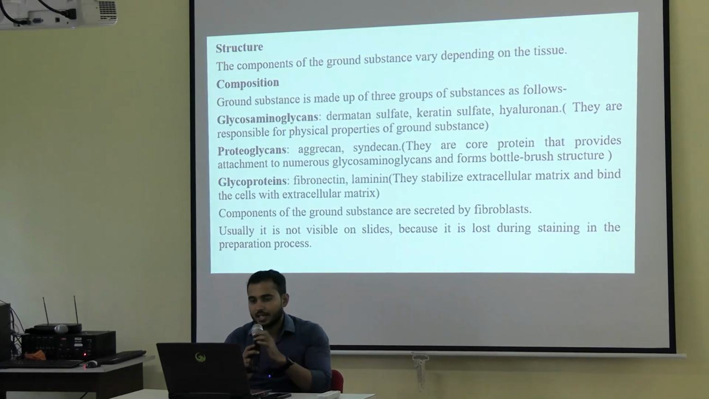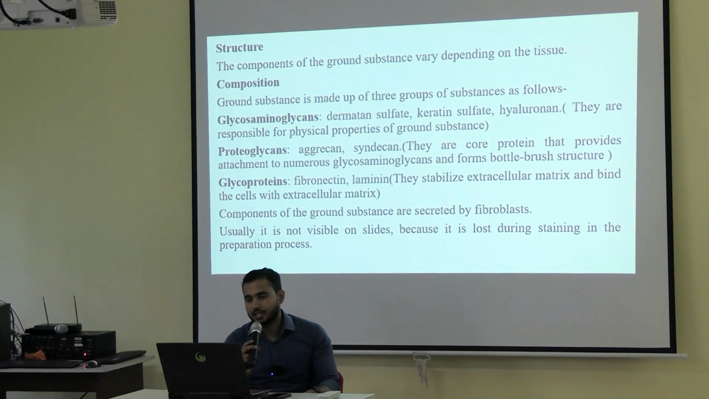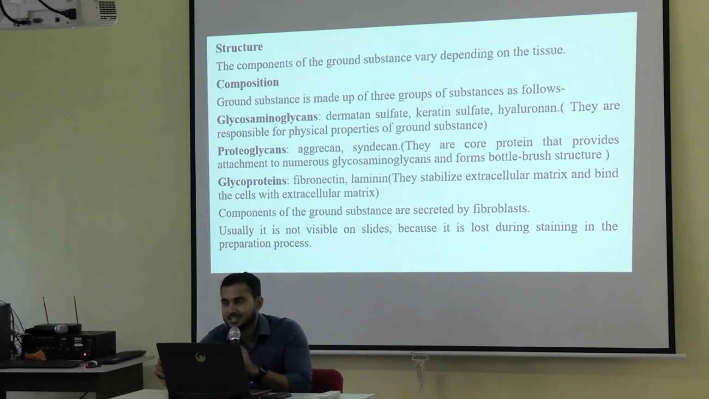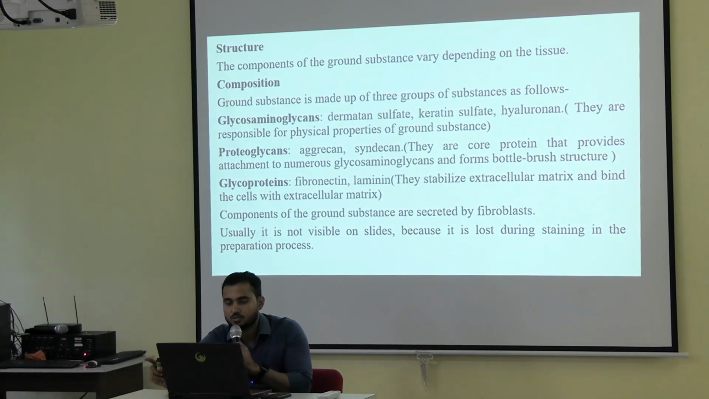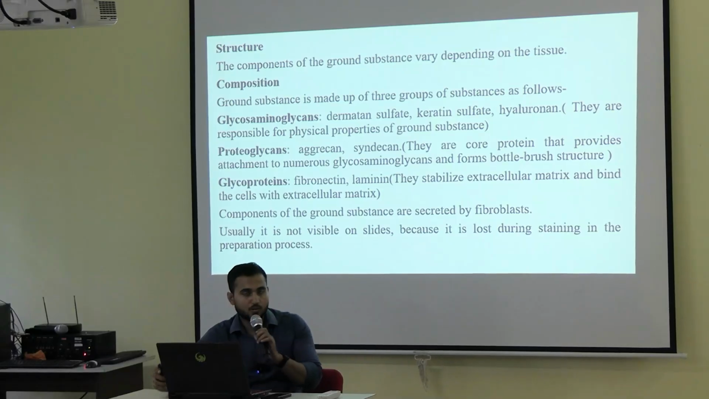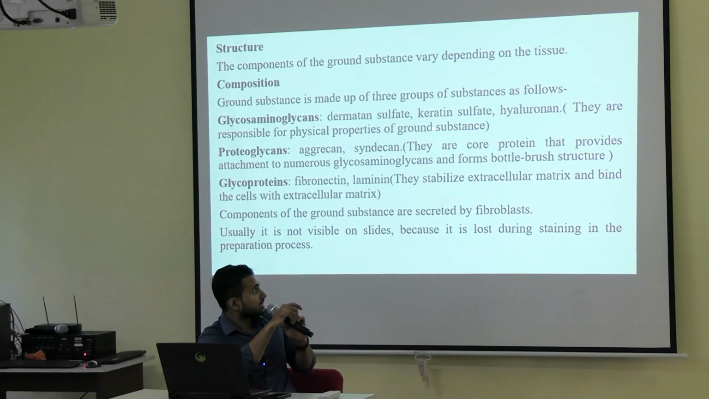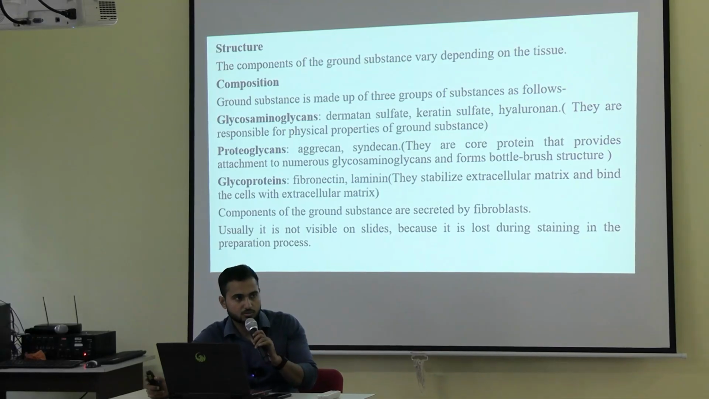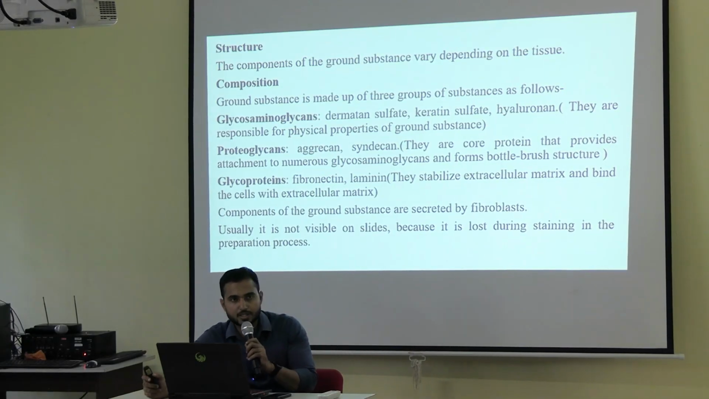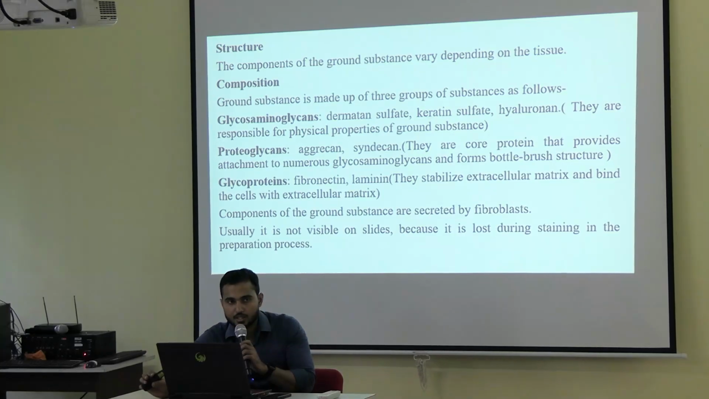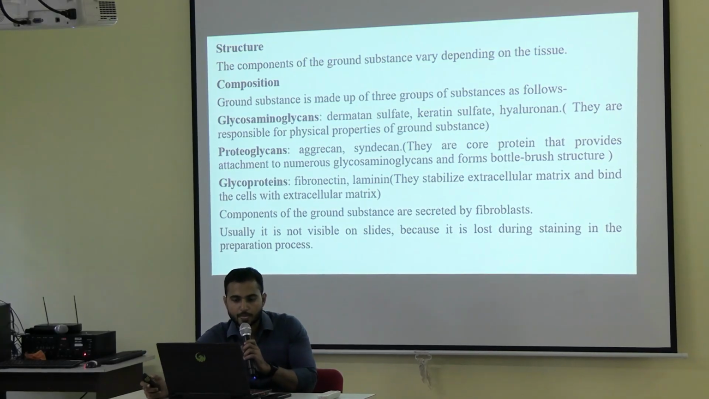Okay, and glycoproteins, fibronectin and laminin, these are the glycoproteins. They stabilize and help in placing the cells in the ground substance. That is the function of glycoproteins. Now, all those components are produced or secreted by fibroblasts, the fibroblast which I mentioned earlier. That's why fibroblast cells are very important for connective tissue.